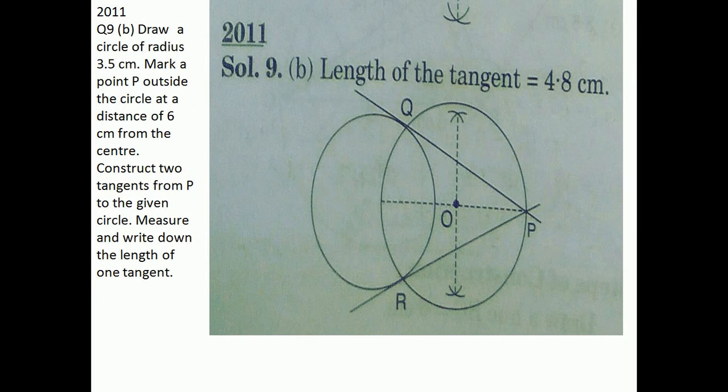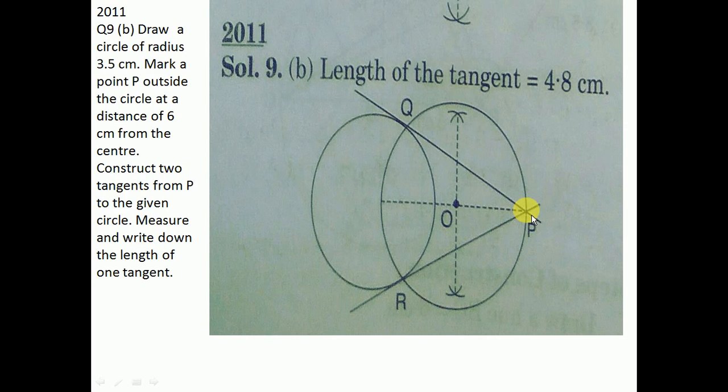Now, draw a circle of radius 3.5 cm. Easy now. Assume this is my circle. Draw a circle keeping the center, with 3.5 centimeters radius. Mark the point P outside the circle at a distance of 6 centimeters. Keep the center. Mark somewhere 6 centimeters away from this center. Construct two tangents from P to the given circle. You have to get two tangents.